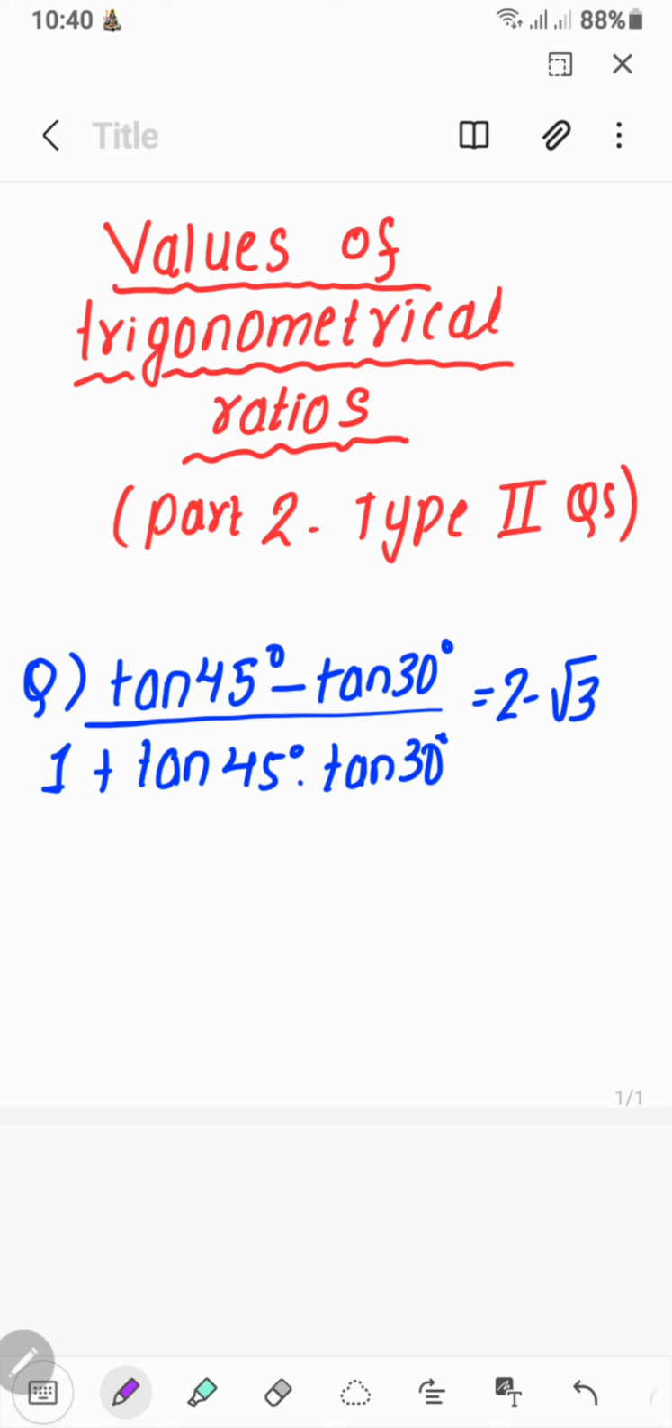In this video I'm going to cover this question. The question is: (tan 45 minus tan 30 degree) upon (1 plus tan 45 degree into tan 30 degree) equals 2 minus root 3. Now we have to prove this. We have to solve the left hand side and we must get the answer 2 minus root 3. This we have to prove.